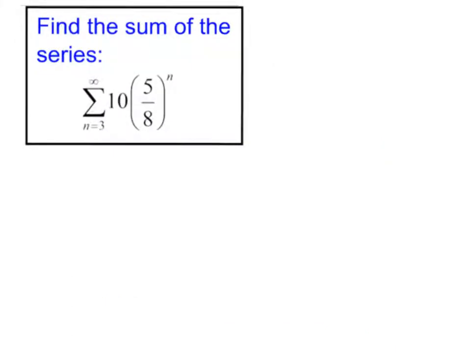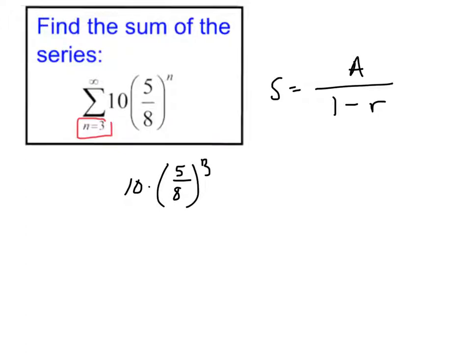This last one, sum of a geometric series. Remember, the sum of a geometric series is always the first term over 1 minus the ratio. So this one, you'll notice it's n equals 3. So if I plug 3 in to get the first term, I have 10 multiplied by 5/8 cubed. That's the first term. And then the ratio is 5/8, so 1 minus 5/8. And that's the sum. If you type that into your calculator, that would give you the sum of the series.